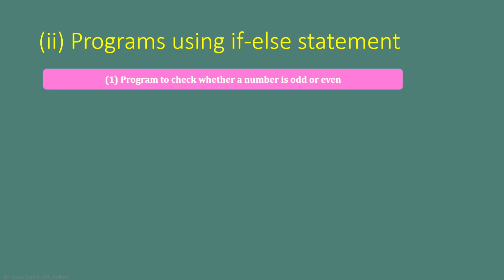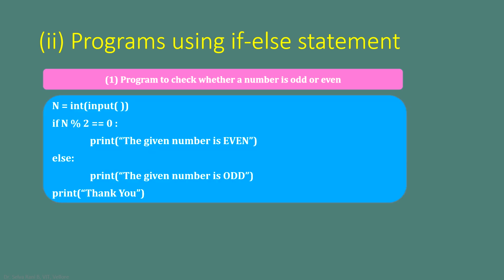Let's see some simple examples using the if-else statement. The first one: a program to check whether the number is odd or even. To check this, first we have to read the number from the user. So here we are reading a number using the input method, and the number is stored in a variable n. And we can say whether the number is odd or even with the help of the modulus operator.